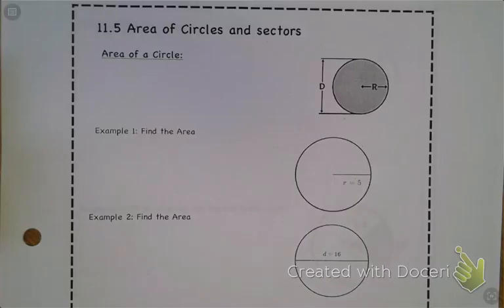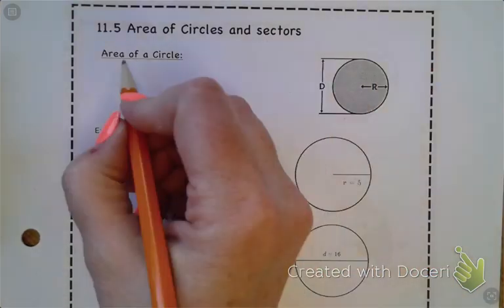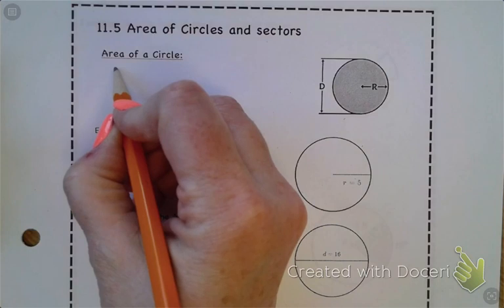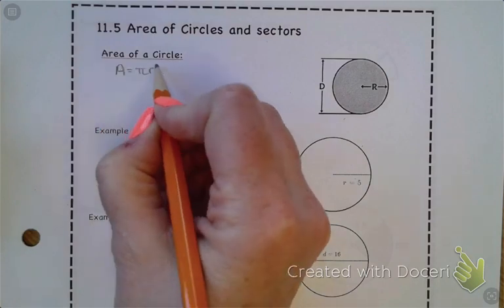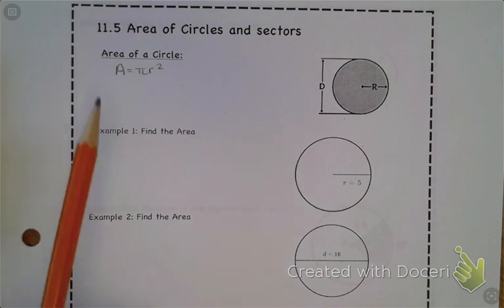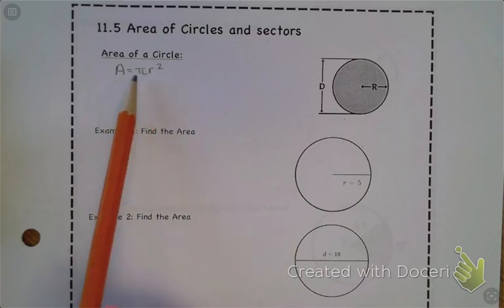So yesterday we did arc length and circumference of a circle, and today we're going to do area of a circle and area of a sector. So from previous classes, we know that area of a circle is pi r squared, and we're units squared when we're done. Now, unlike circumference, we could use diameter or radius, but here we can only use the radius. So we need to remember that.